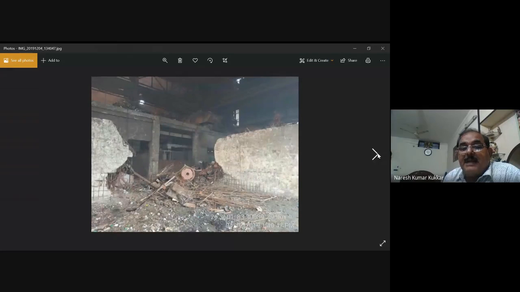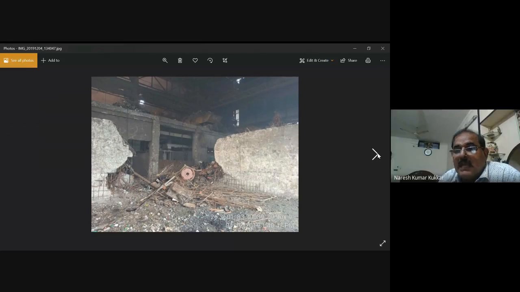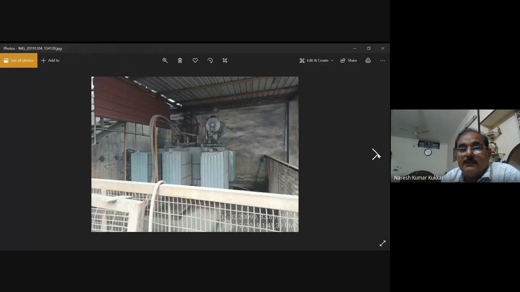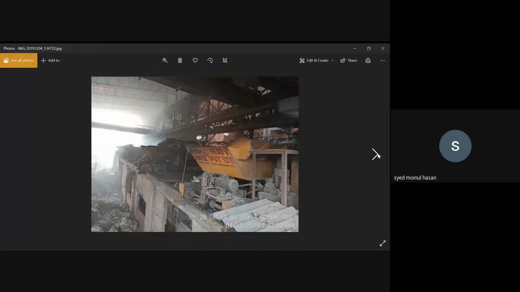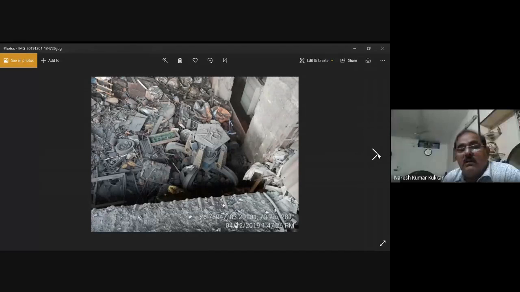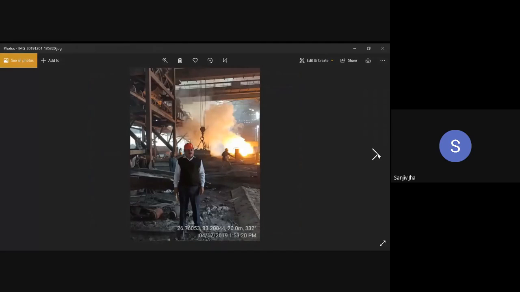This is a scrap yard. You need a scrap yard to run the furnace. It's raw material for the furnace. This scrap yard is raw material for the furnace. Behind it is also a furnace.